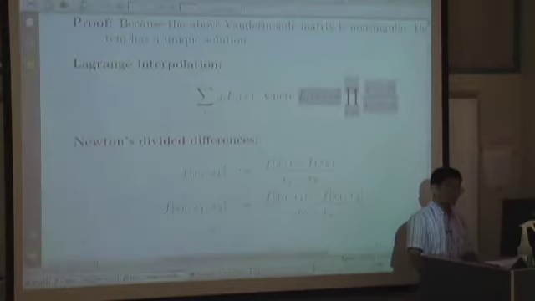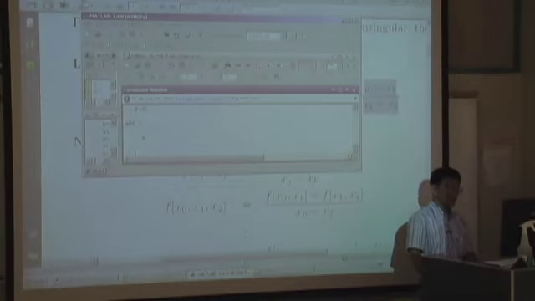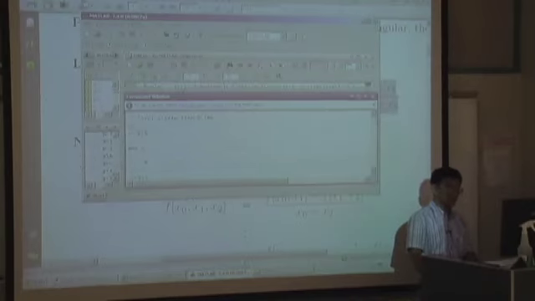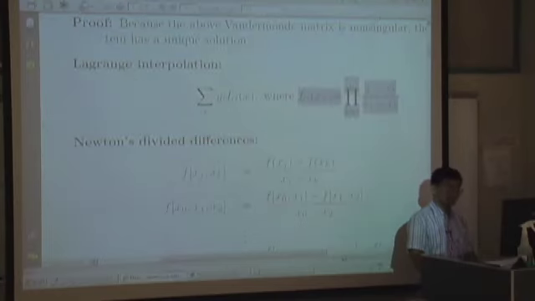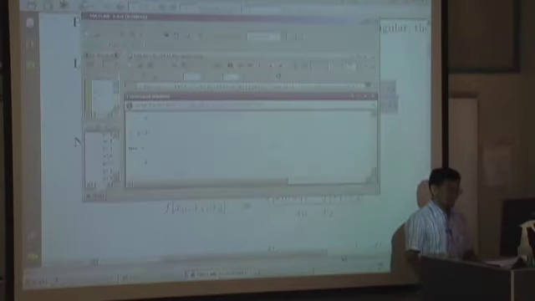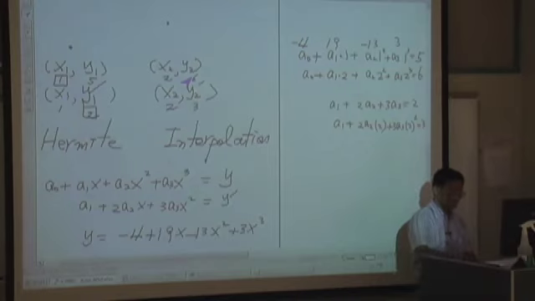Now let's differentiate this function. Will this work? It may not work, right? Will this work or not? It's not symbolic. It may not work, right? So let's differentiate by hand. Y primed is 0 plus 19 minus 26x plus 9x squared.